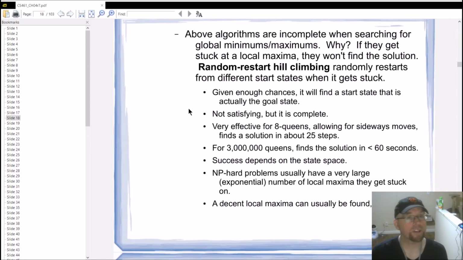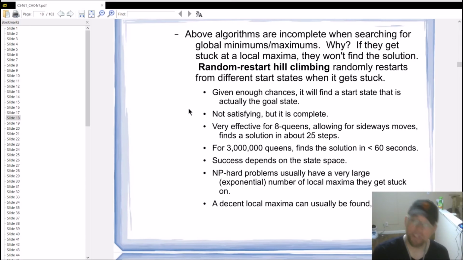So those algorithms are incomplete if you're looking for global minimums and maximums. Why? They could get stuck at a local minimum or maximum, right? And so they won't find the best solution. Okay, if your goal is to find the absolute best, your global maximum or global minimum, it's not going to be complete. You're going to get stuck with an inferior product. So how can you get around that? Okay, how can you get around possibly being stuck at a local maximum?